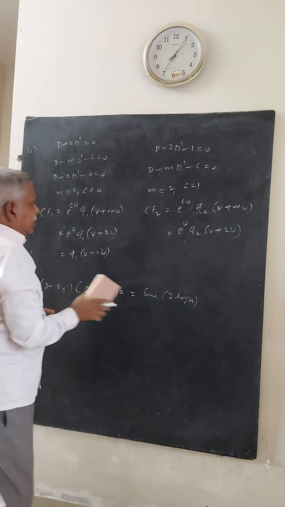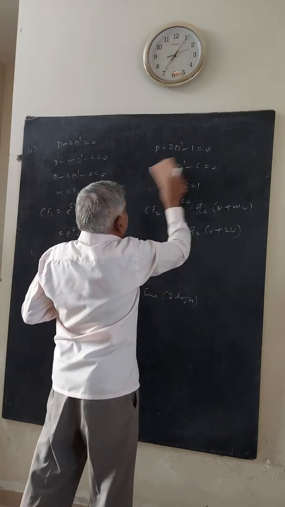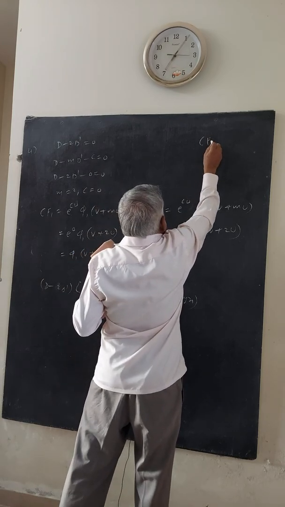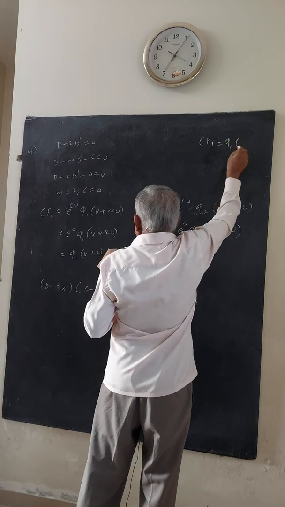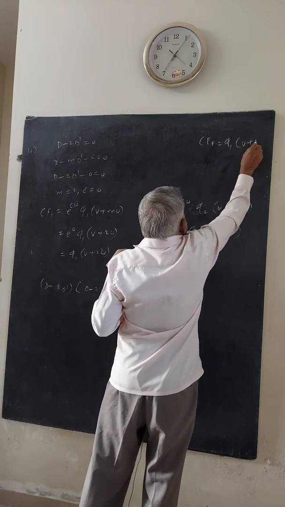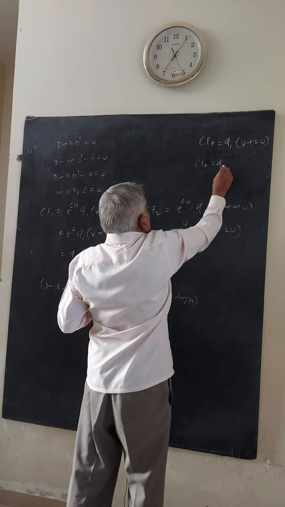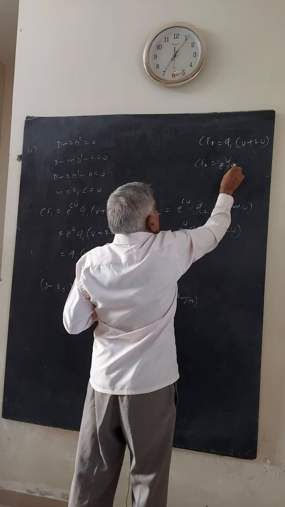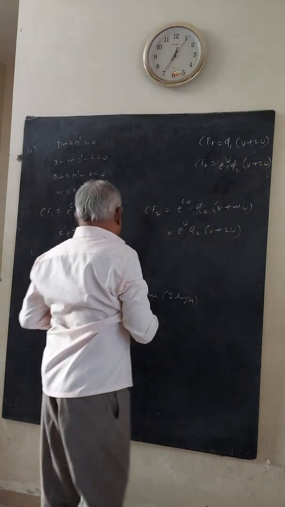Let us write this complementary function separately. CF1 equal to phi 1 of v plus 2u. CF2 equal to e power u phi 2 of v plus 2u.